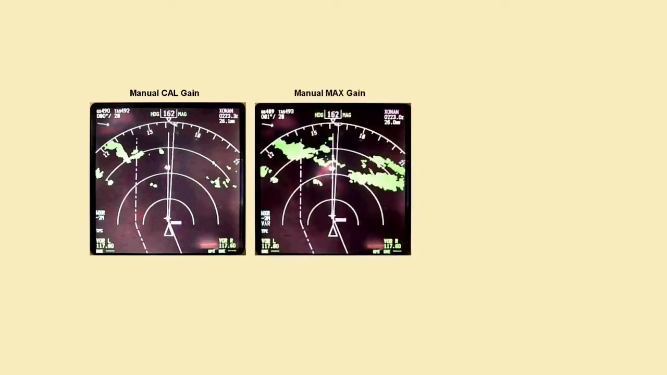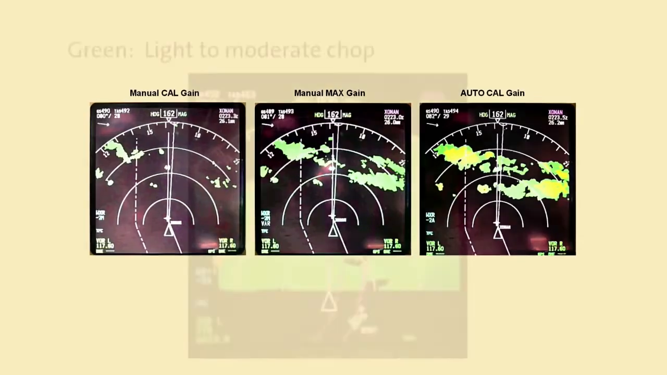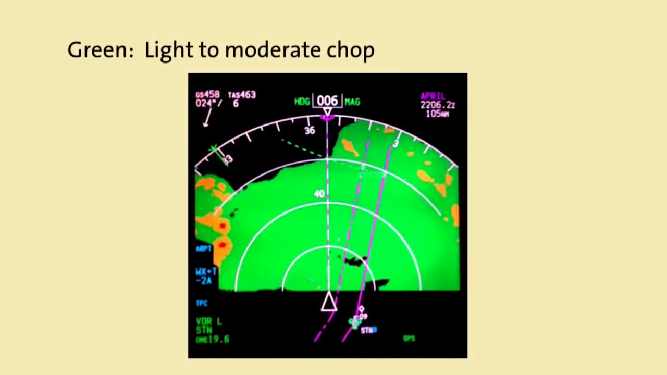When manual max gain is selected, a weather ridge line is visible to the flight crew. Because the Gulf of Thailand is a low reflectivity environment and cells are difficult to detect, auto cal gain is actually more sensitive than manual max gain and displays more of the cell system for the crew. So, here are some guidelines for interpreting the radar display, and especially the color green, during automatic operation.